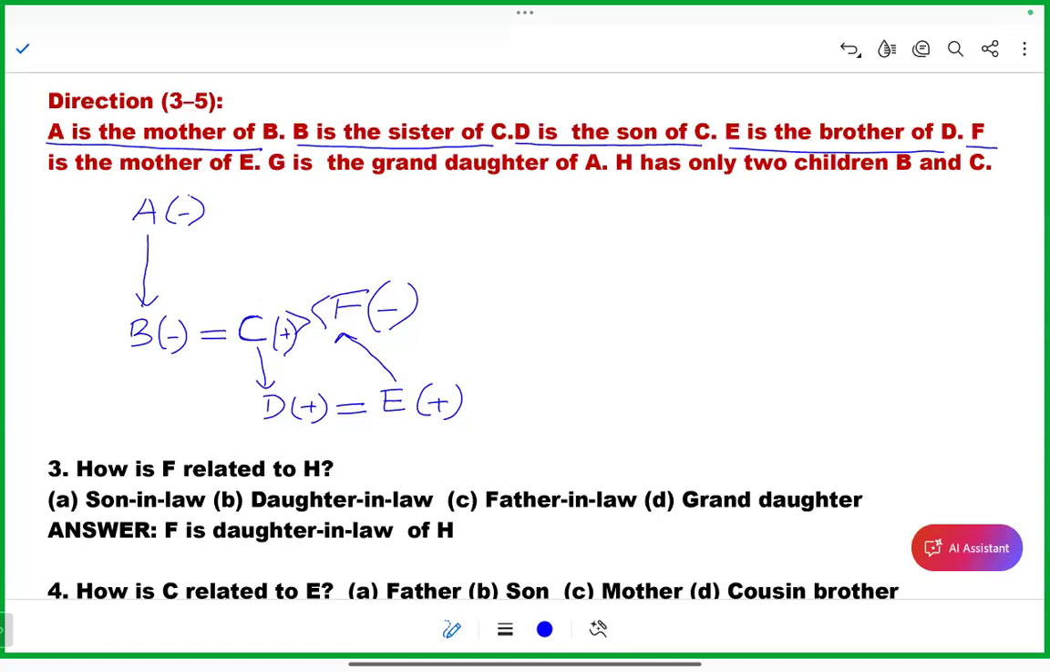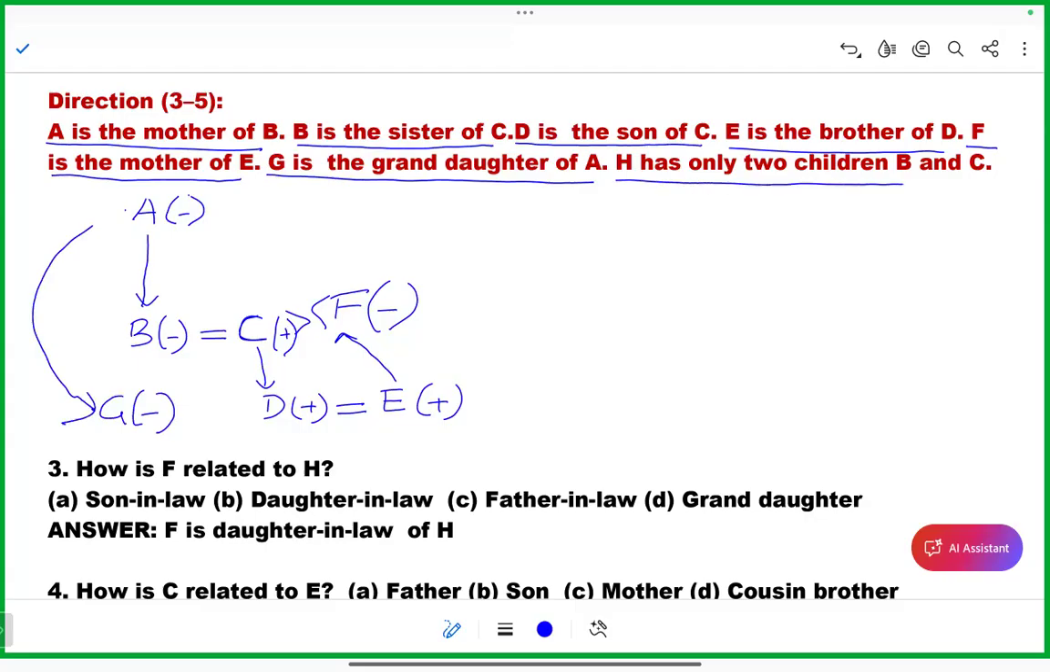Yeah, okay. Now F is the mother of E. Now G is the granddaughter of A. G is the granddaughter. G is the granddaughter of A.